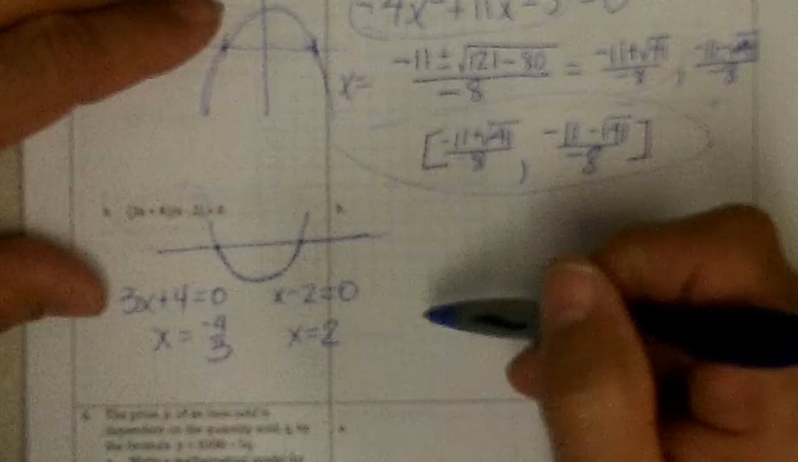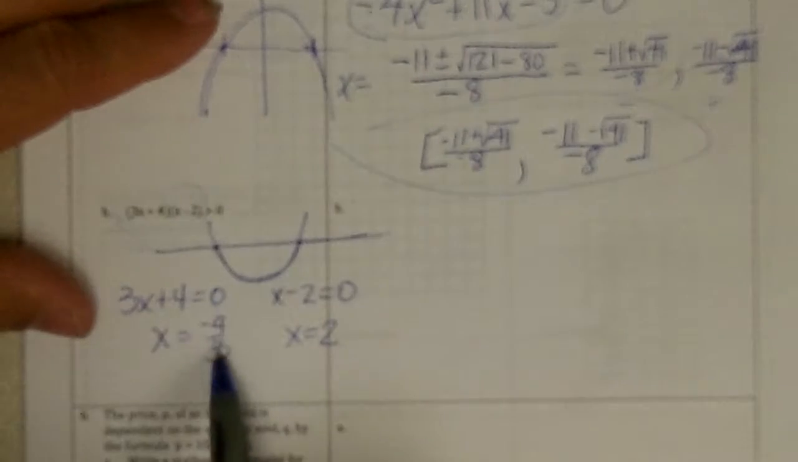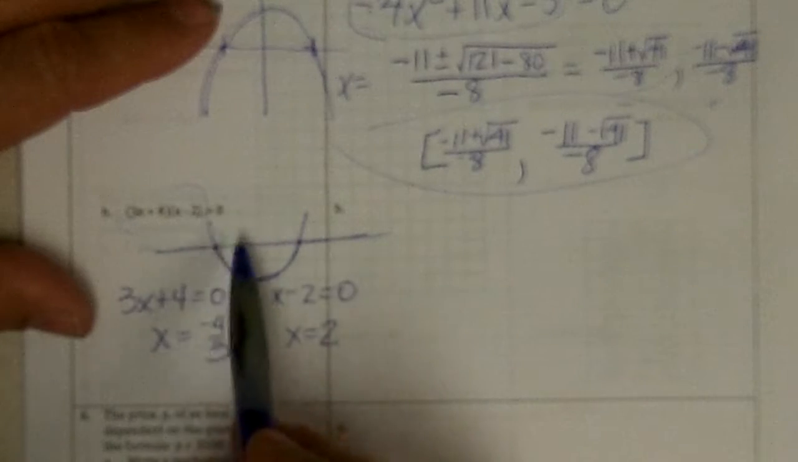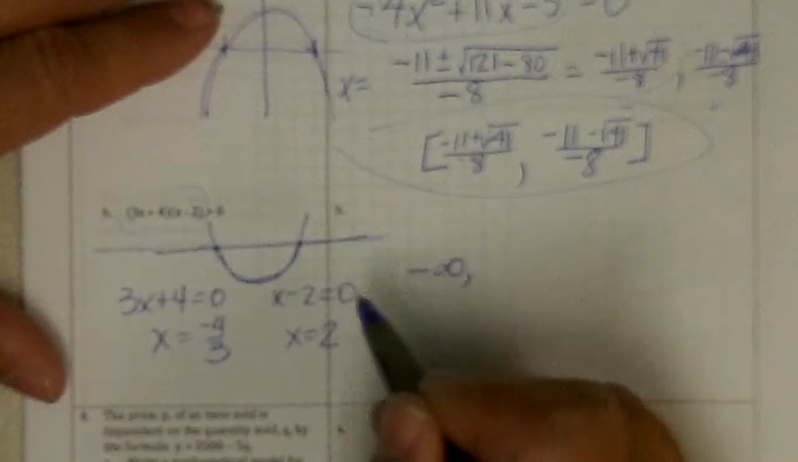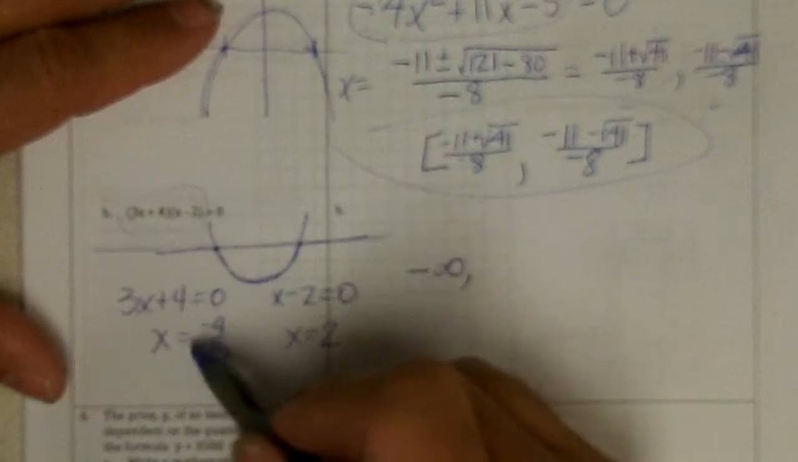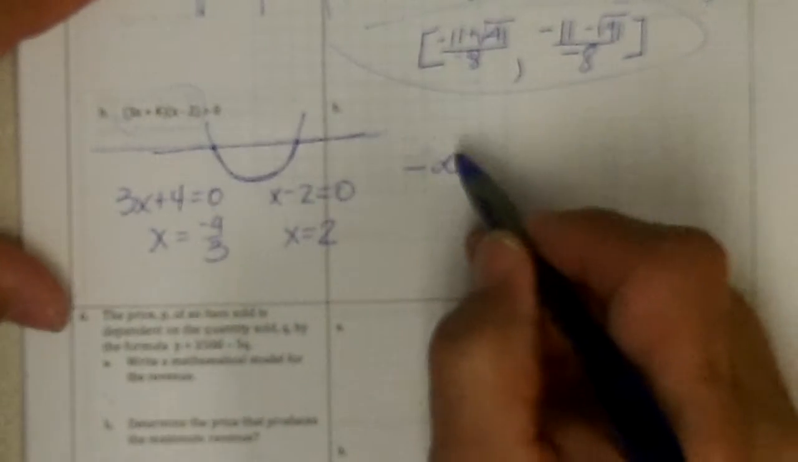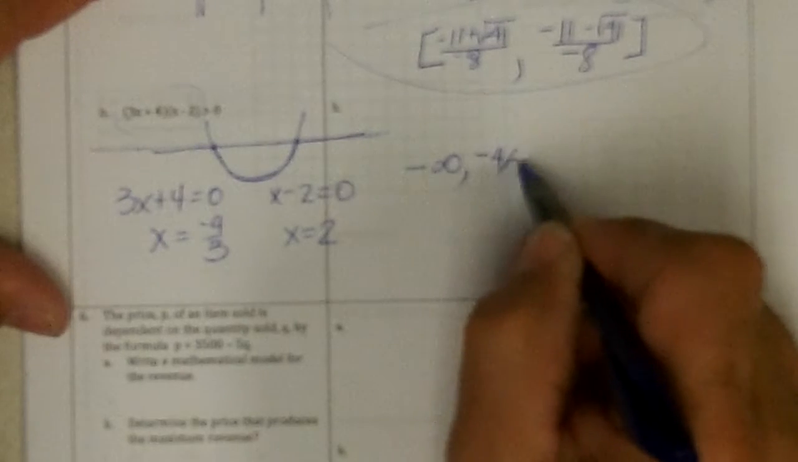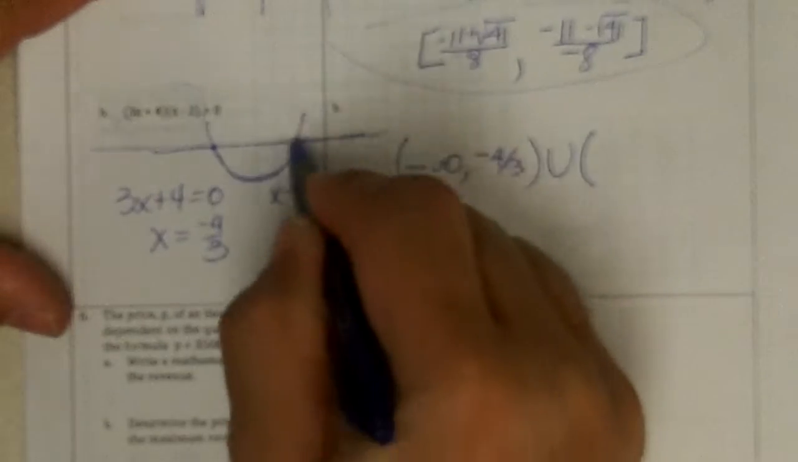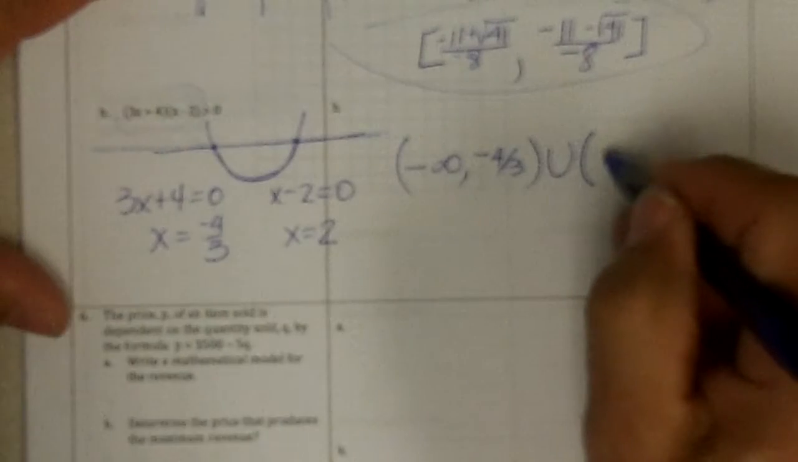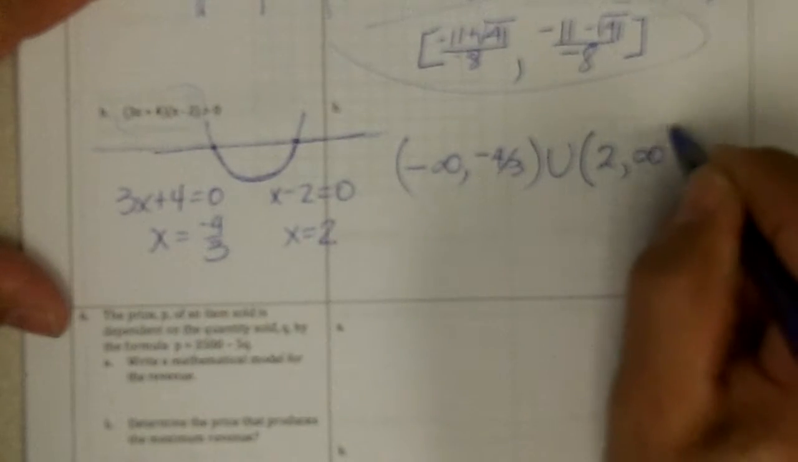So, the part that we want, do we want between them? That's when the parabola, this curve, is less than 0, not greater than. So we don't want that. We want this part, which is from negative infinity up to, see, which one of these is smaller? The negative 4 thirds is, so we'd go up to negative 4 thirds, union, then we could go from the larger x-intercept, which is 2, to infinity.